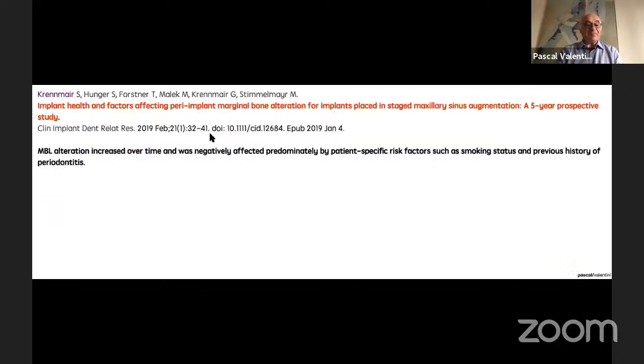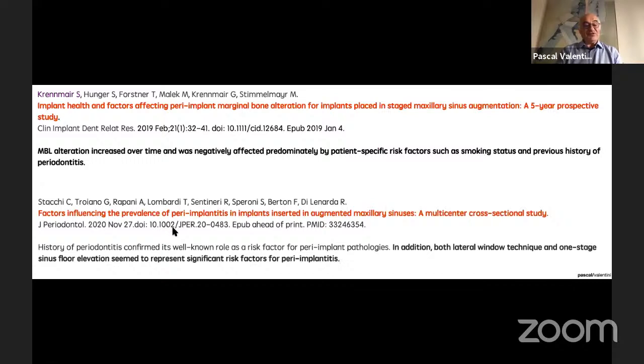If we look at our papers, we have very recent papers telling us that for grafted sinus, the marginal bone loss is increasing with time. And as you know, peri-implantitis occurs very late, 9 to 10 years after the surgery. Maybe there is a correlation, but today we are not sure about that. A very recent paper by Stecky and co-workers says that maybe sinus elevation, especially performed with the one-stage procedure, is a risk factor for peri-implantitis. But we need much more evidence in the literature for this.